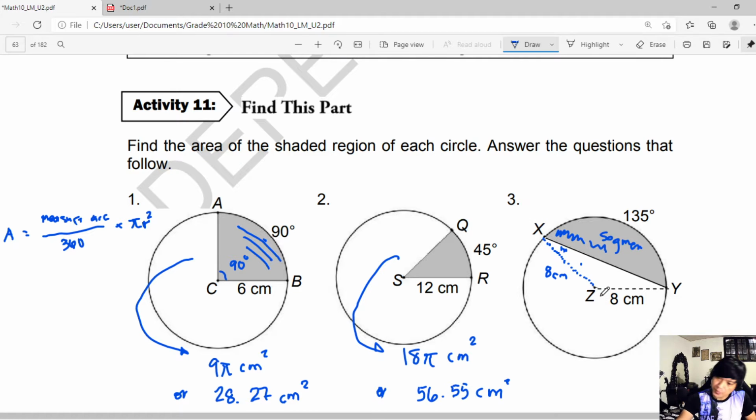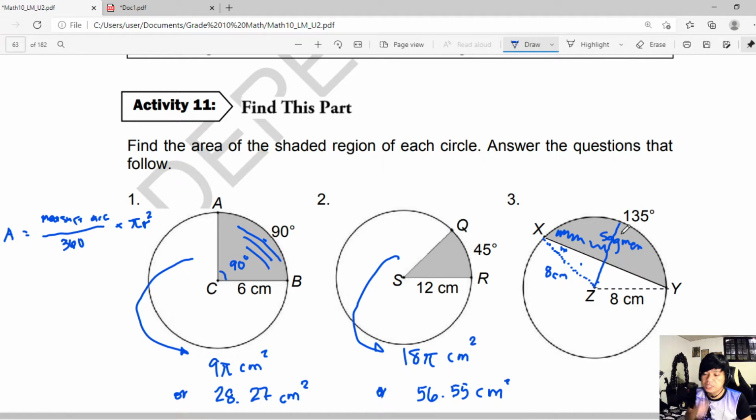Okay, so in this case, we don't have the base. No, we don't have the base kasi kailangan natin in identifying the area of the triangle, we need the base and the height. Because the formula is 1/2 base times height. But we can extend, pwede tayo mag-extend dito ng another radius. Extend tayo dito ng another radius.